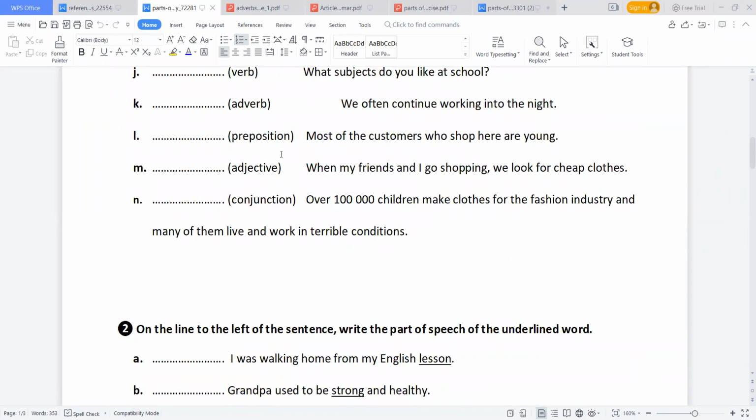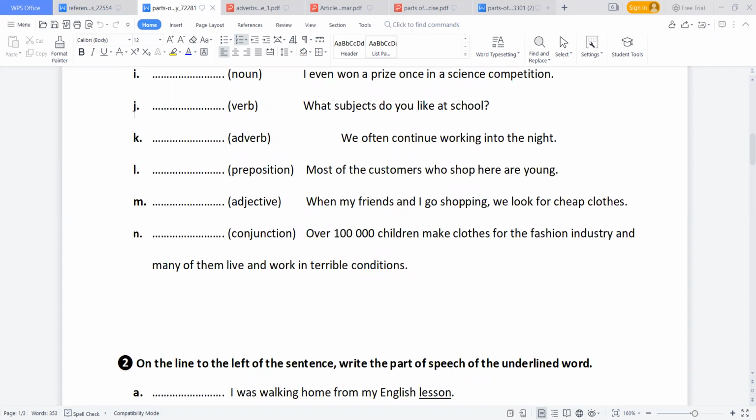So, okay, two of three, four. Now, J. In J, what subjects do you like at school? Like is a verb. Perfect. So, like is a verb. Yes, ma'am.